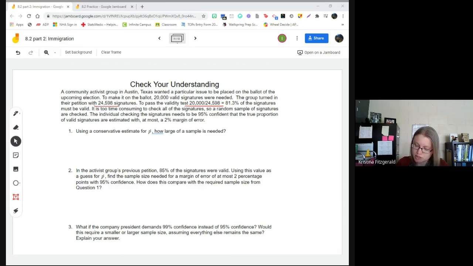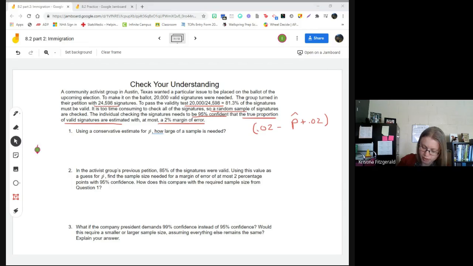It is too time consuming to check all the signatures, so a random sample of signatures are checked. The individual checking the signatures needs to be 95% confident that the true proportion of valid signatures are estimated with at most a 2% margin of error. So basically, we're taking our sample and the proportion of valid signatures in that, and we're adding 2% this way, and we're subtracting 2%. So we want our interval to be within here. So how many people would I need to sample?